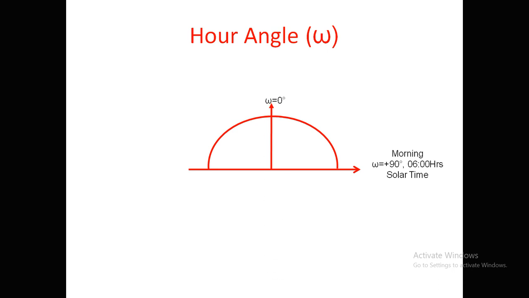Omega equal to 0 at the center, and that is at solar noon, at 12 p.m. Okay, solar time is 12 p.m. So in the evening, for 6 o'clock, the point is like this. That means from this point where the time is 6 a.m. towards 12 p.m., towards 6 p.m., we need to travel in this way.